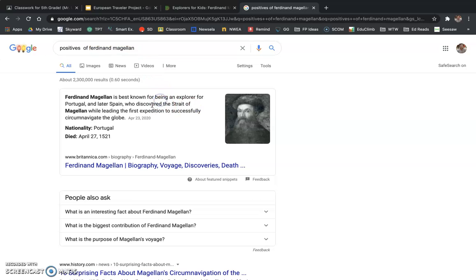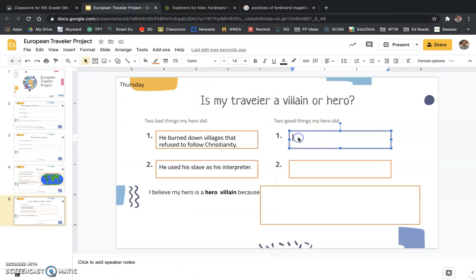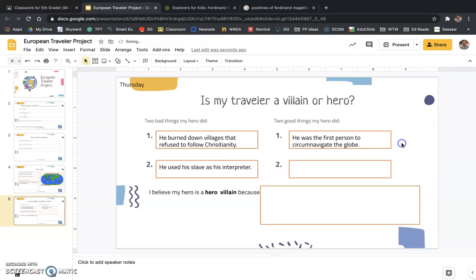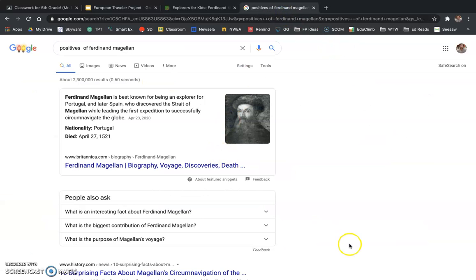Okay, now we know that he was the first person to circumnavigate the globe. It's important. He was the first person to circumnavigate the globe. Okay, it's very important. First person to go all the way around the world. We know that he did die in the Philippines, but he was kind of the leader of his group that went all the way around the world. Okay, let's see what else we have here.